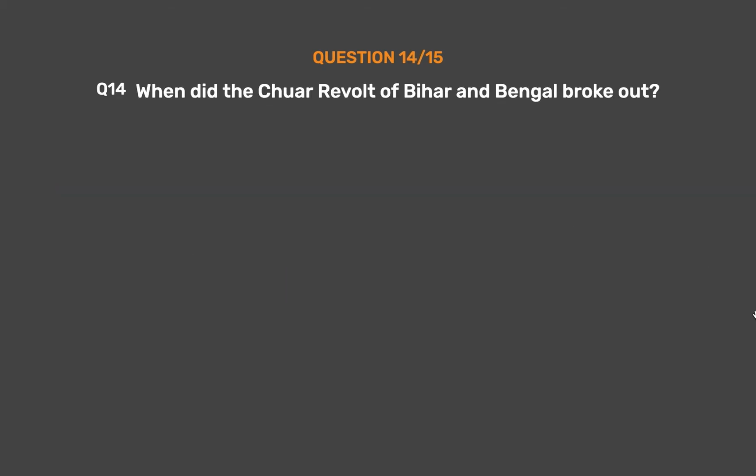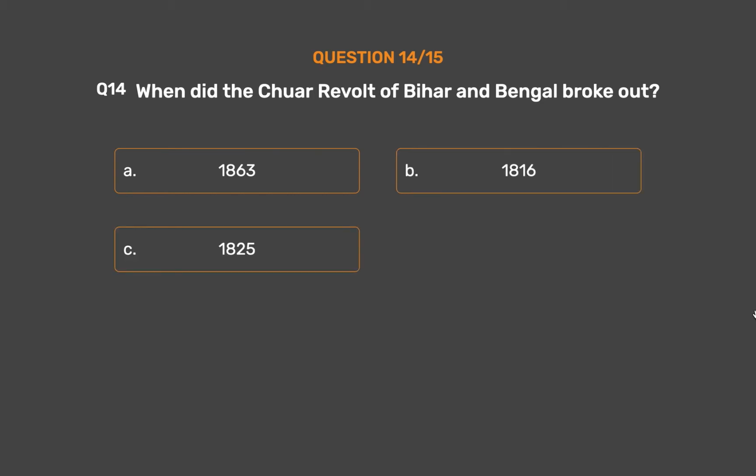Question number 14. When did the Chuar revolt of Bihar and Bengal break out? Option A, 1863. Option B, 1816. Option C, 1825. Option D, 1848.